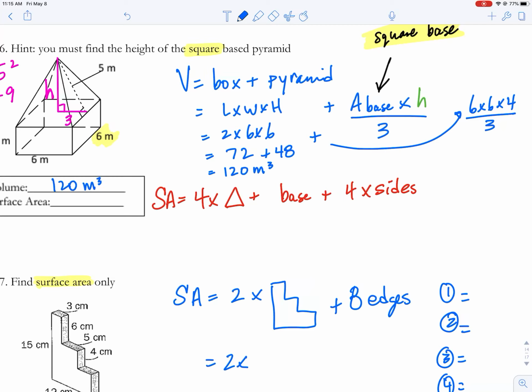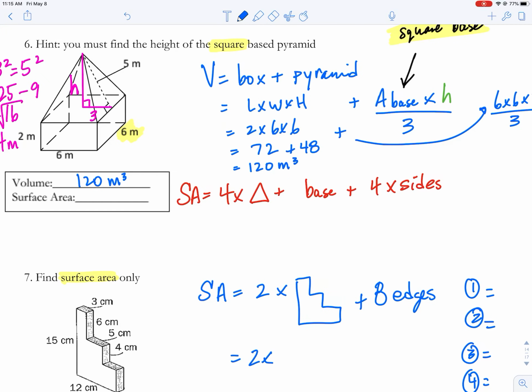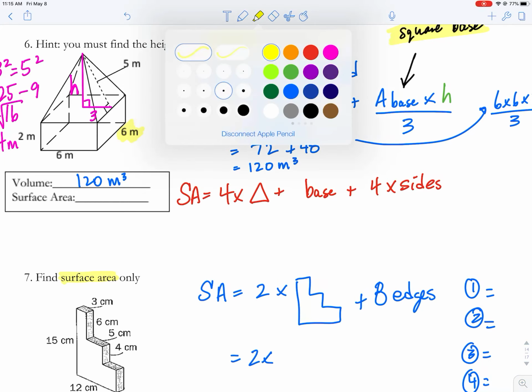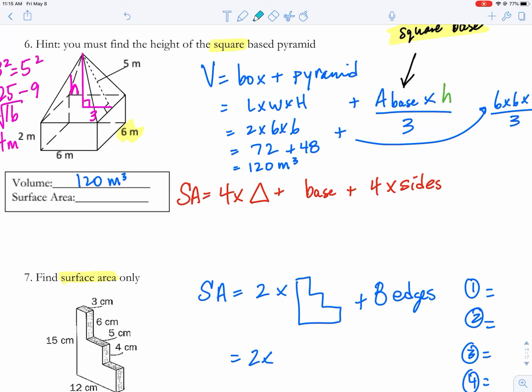For the surface area, we're going to have the 4 triangles that make up the pyramid, and then we're going to have the base. And because it's a square, we're going to have 4 times whatever those sides are. And the sides, if I was to color them in, let me use a different color than yellow. The side, I would have 4 of this shape. And all of them are going to be equal because it's a square base.